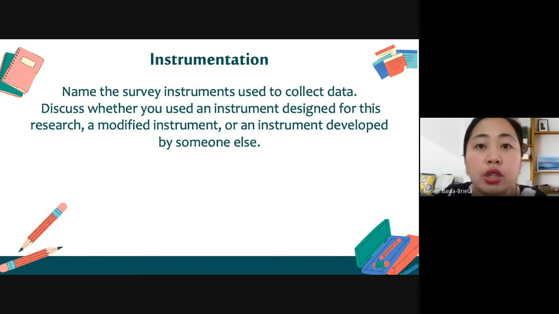To check your instruments, you can open your research instruments right now and evaluate at hand if these are present in your instrument. So the name of the survey instrument must be visible. It has to represent the data that will be collected. Discuss whether you use an instrument designed for this research, or you will modify an instrument, or you will just adapt an instrument. So again, you can do an adopted questionnaire and an adapted questionnaire.